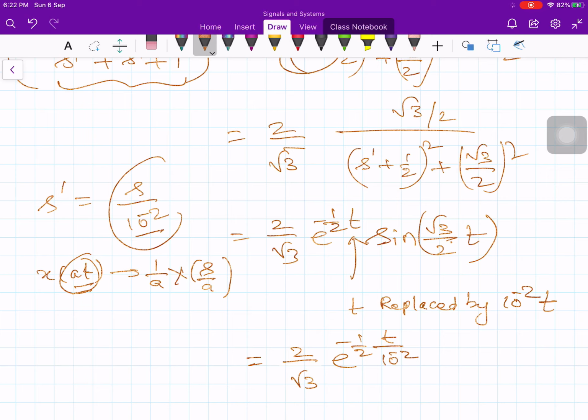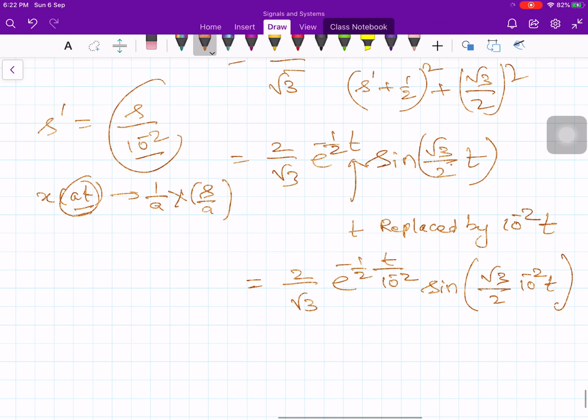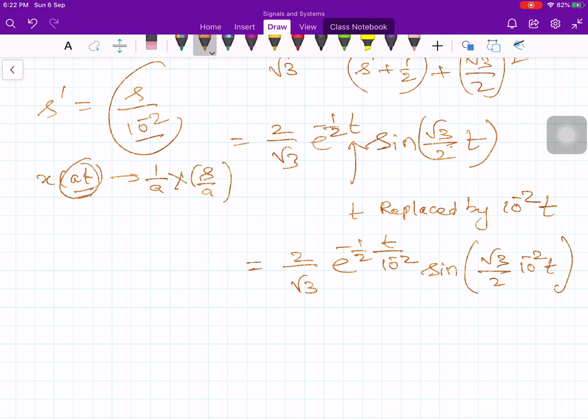Then sine of root 3 by 2, t will be replaced by 10 to the minus 2 times t, like this. So this is root 2 by root 3, then e to the minus t by 200. Is that correct? I'm sorry, why did I put it in the denominator? That should be replaced by 10 to the power of minus 2 times t. So this will become minus t by 200. Then sine of root 3 by 200 times t.